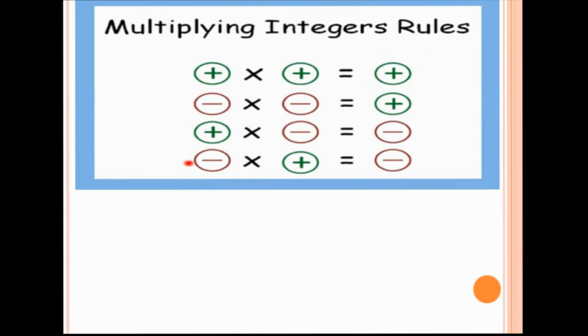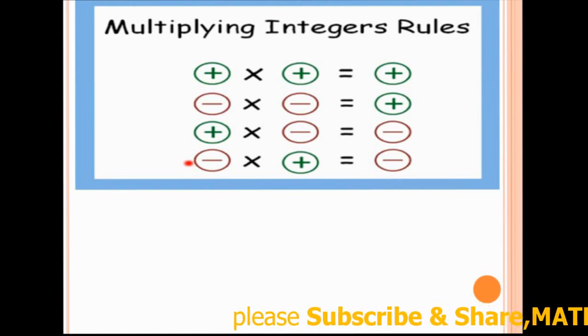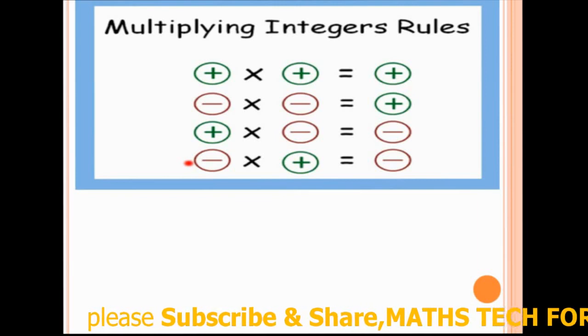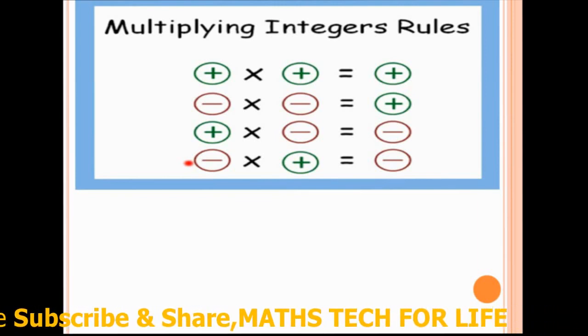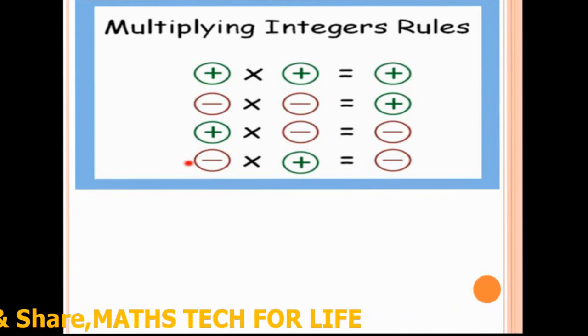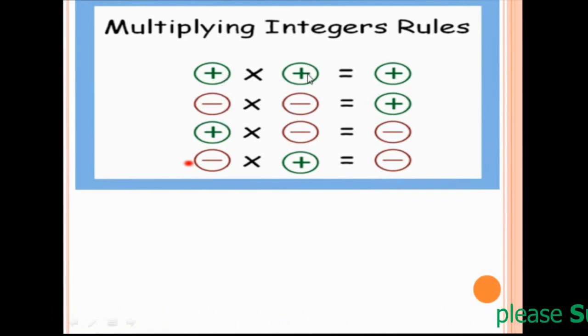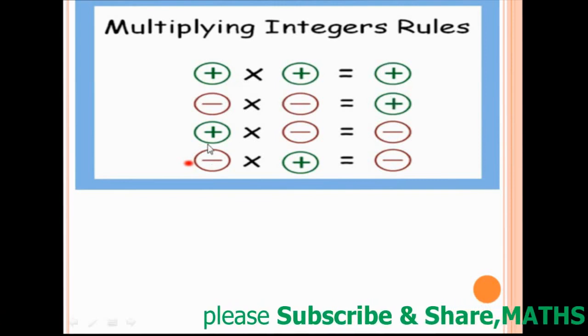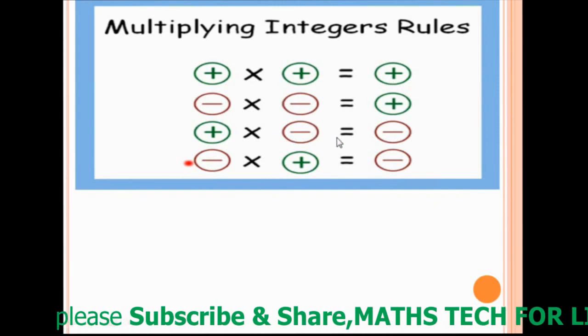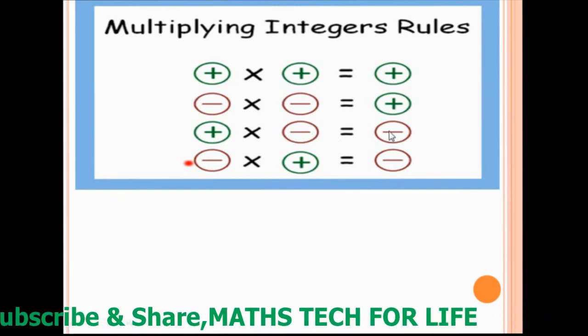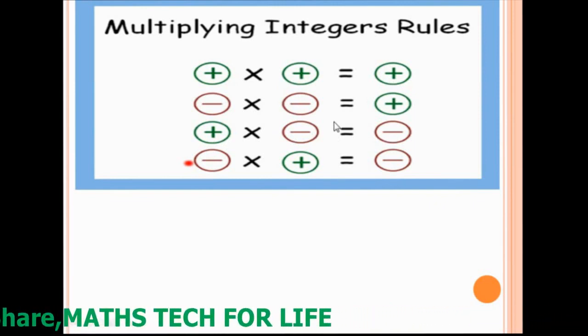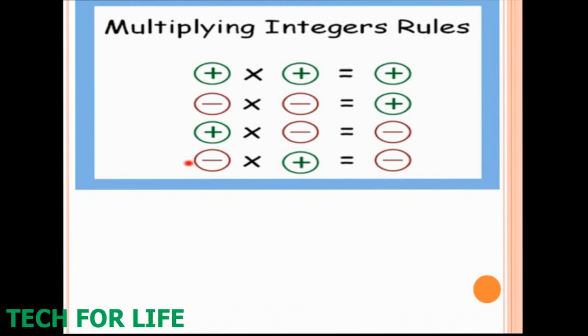If you multiply two integers with the same sign, that is a positive integer and a positive integer, the answer will be positive. A negative integer and a negative integer, the answer will also be positive. If you take different signs, the answer will always be negative. Again I repeat, if you take the same sign while multiplying, the product will be a positive number, and if you take different signs, the product will be negative. These two things you have to keep in mind while multiplying two integers.